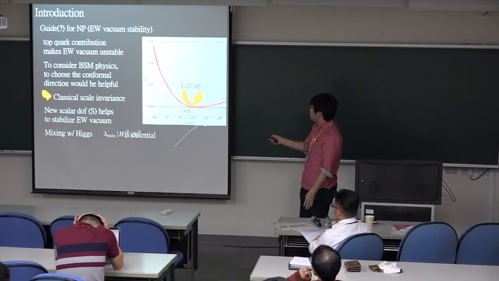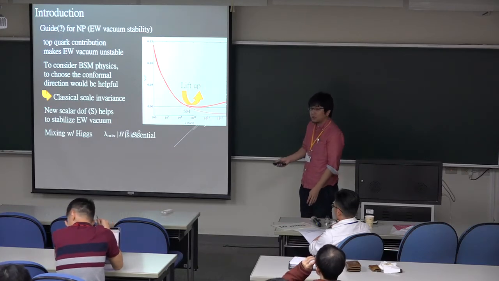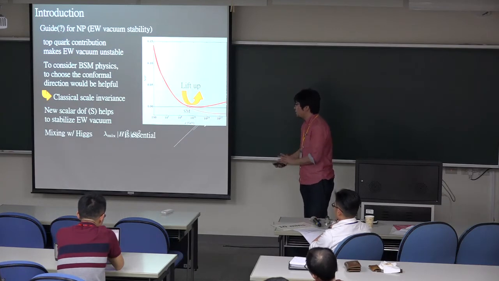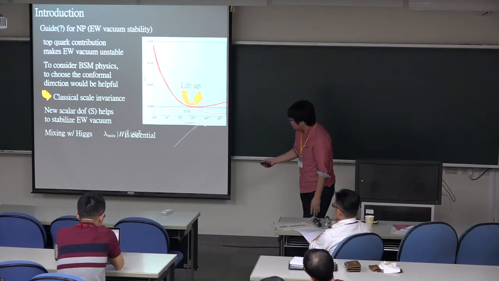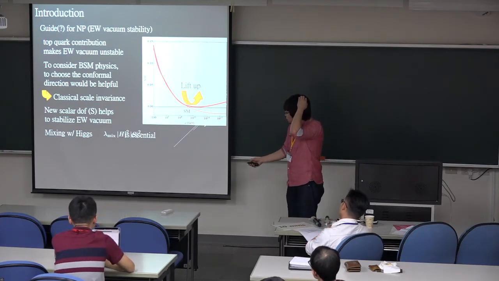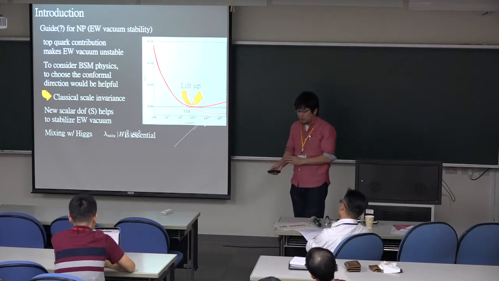because the contribution from the scalar to the running of the Higgs quadratic coupling is positive, so it can lift up the running of the Higgs coupling. So the essential point is that some mixing between the standard model Higgs and the extra Higgs is essential.